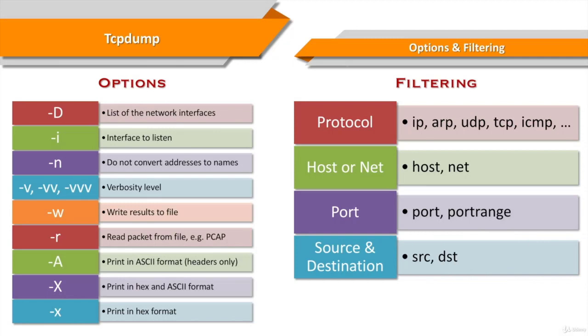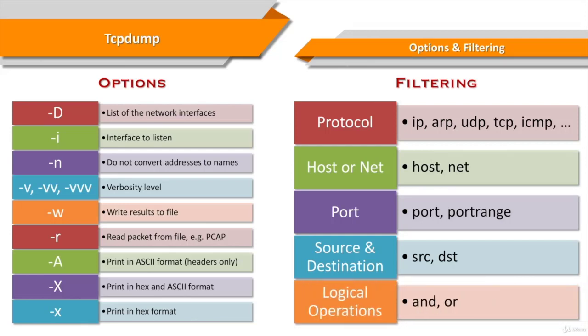Now, if you use the src option, you can see only the packets where the target system is the source of the packets. Similarly, dst is used to specify the destination system. Of course, you can use more than one filter in a command and set up the relation using "and" or "or" as logical operators. For example, host is 1.1.1.1 and port is 80.